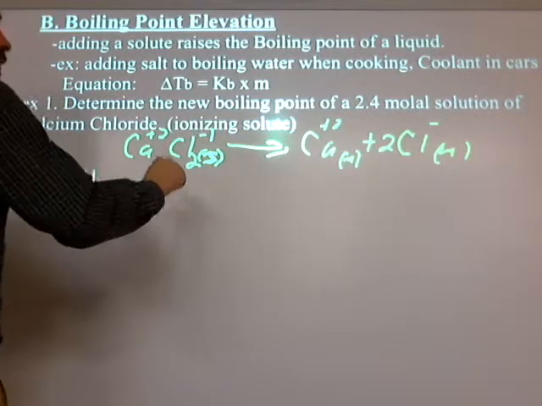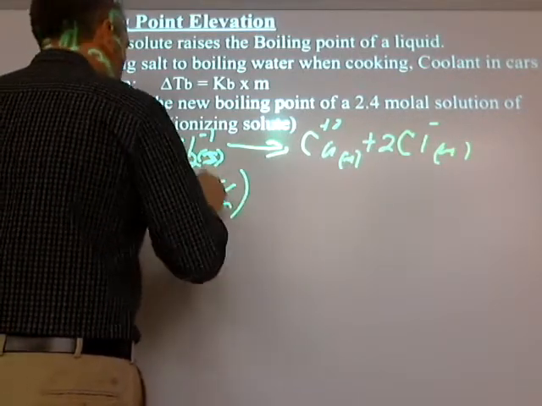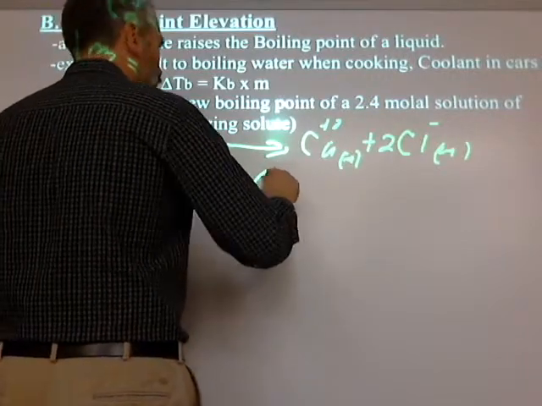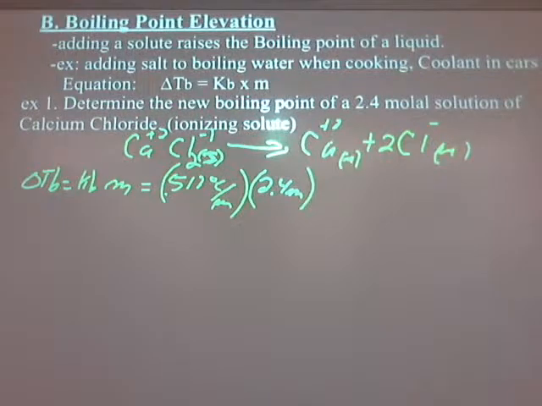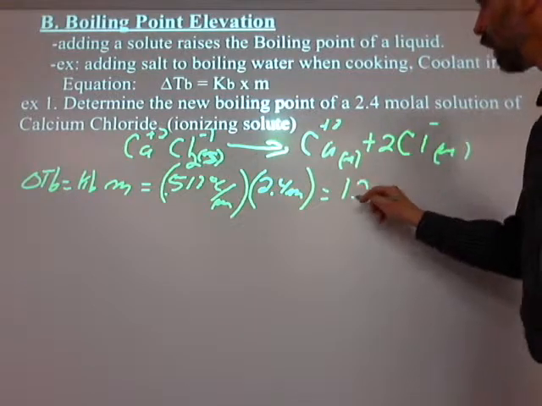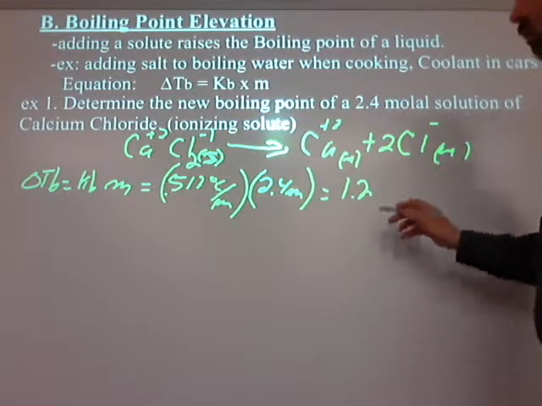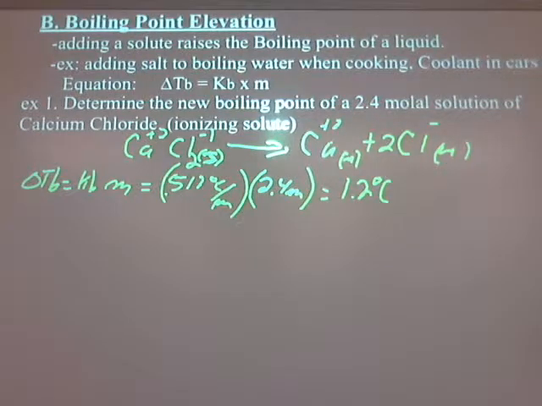So it equals KB, which is 0.512 degrees Celsius per molal, times the molality, which is 2.4 molal. How do you know that? Because it gives you in the problem. So what do I do when I get that? Like 1.2, I guess, right? 1.2 degrees Celsius. But that's not my final answer.